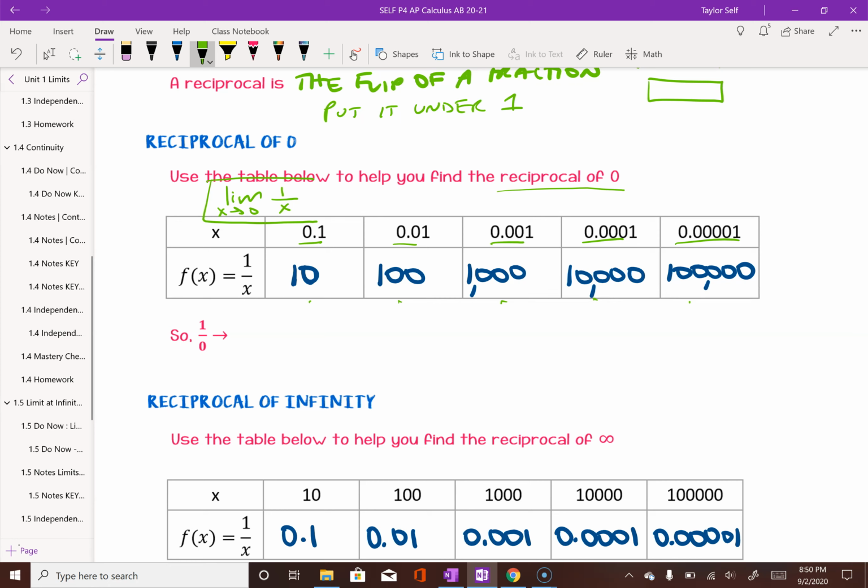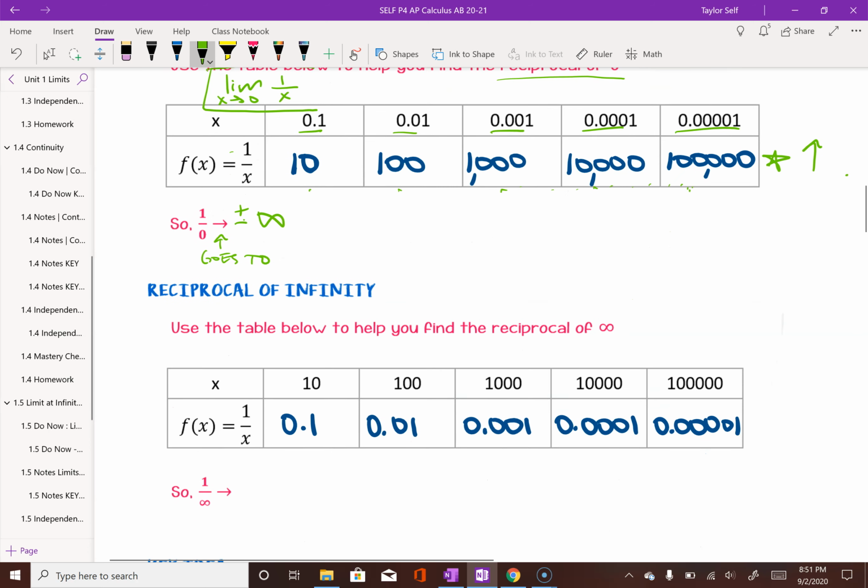Okay, so you should have noticed that this y value is going up forever. It's getting bigger and bigger, which means that it's approaching infinity. So we're going to say 1 over 0 goes to infinity. This arrow means goes to, because we can't equal infinity. And we're actually going to put plus or minus here because we could have just put a negative there as well, right? And then all these would be negative and it would get closer to negative infinity.